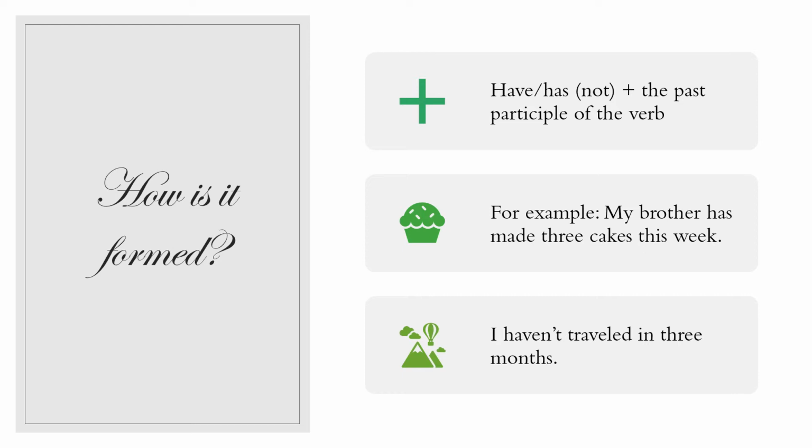We have a couple of examples. The first one, my brother has made 3 cakes this week. When I make reference to she, he, or it, I'm going to be using has. The second example, I haven't traveled in 3 months. When I use they, we, you, or I, I use the auxiliary have. Notice that if I want to make the sentence negative, what I do is add a not to the auxiliaries have and has.